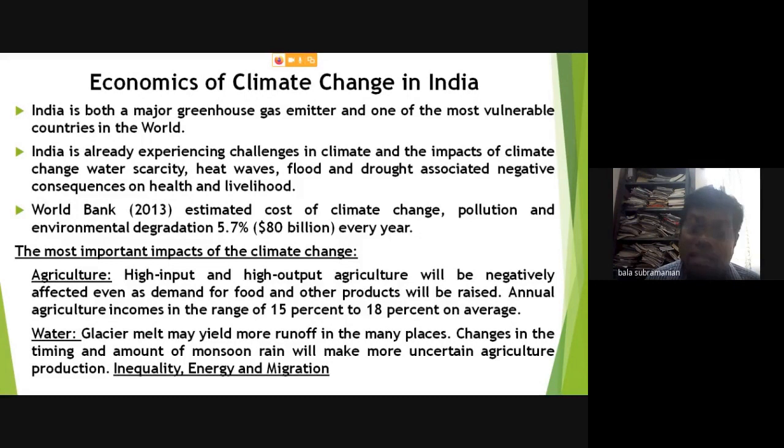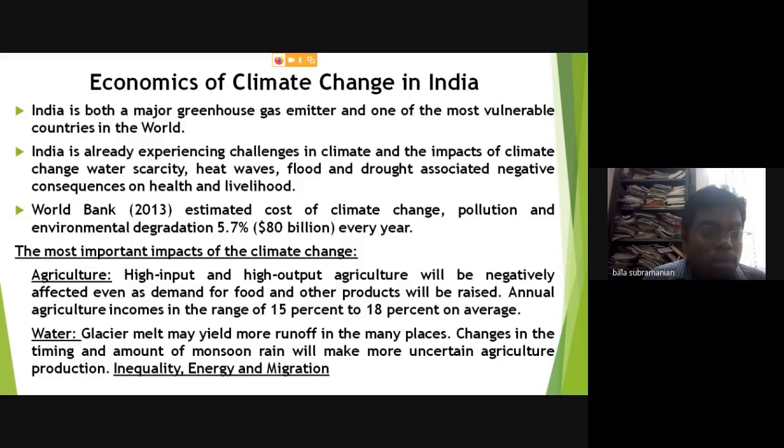So Nicholas Stern also, in his report, estimated the economics of climate change for India; it will be negative if they are not implementing the policy properly. The World Bank in 2013 estimated the cost of climate change, pollution and environmental damages, especially climate change and pollution, at 5.7%, 80 billion US dollars every year. You see, who will compensate for this? Who is responsible for this? So they estimated it for India. So these are the economic issues.